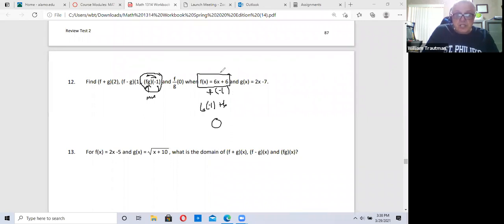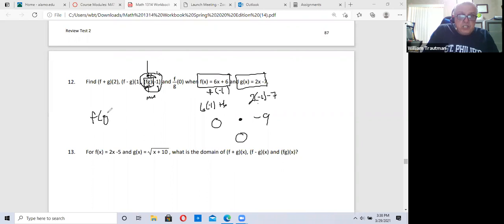Then I'm going to put a -1 in g. 2 times a -1 minus 7. 2 times a -1 is a -2. -2 minus 7 is a -9. But it says we have to multiply the two. Fg means f times g. So 0 times -9 is 0.